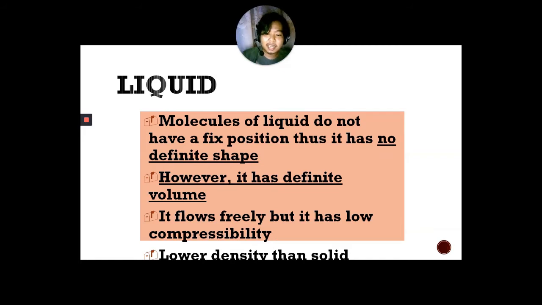It flows freely but it has low compressibility. So, yan. Again nga, flexible si water. It goes with the flow. Para siyang yung kaibigan mong taraji. Lagi lang siyang, sige pre, let's go. I can adapt anywhere with Boracay Ram.